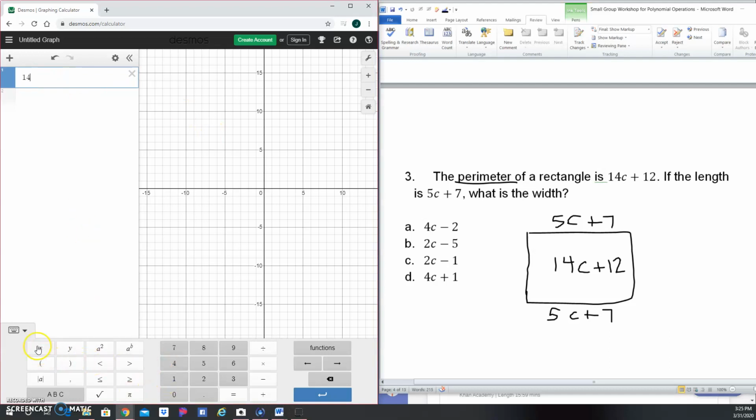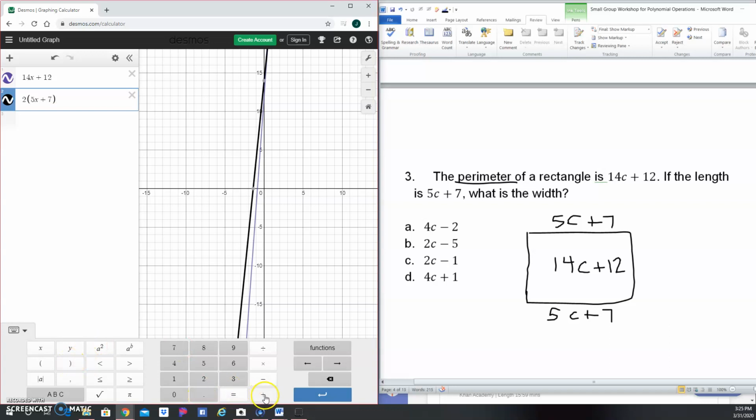The c will turn to x, guys. Please remember that all the variables are going to turn into an x. And what you're going to do is plug in that to get the perimeter, there are 2 of this. So 5c will now become 5x plus 7.